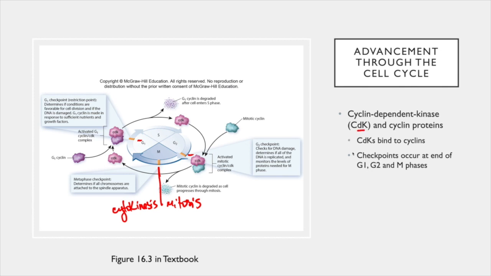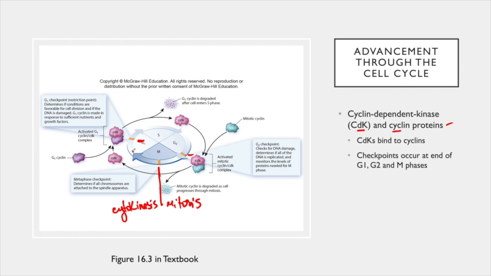CDK stands for cyclin-dependent kinase. In addition to the CDK, we also have a set of proteins called cyclin proteins. They're called cyclins because this is known as the cell cycle, so they are associated with cyclic structures. All right, as we move through, let's start with our G1 here.